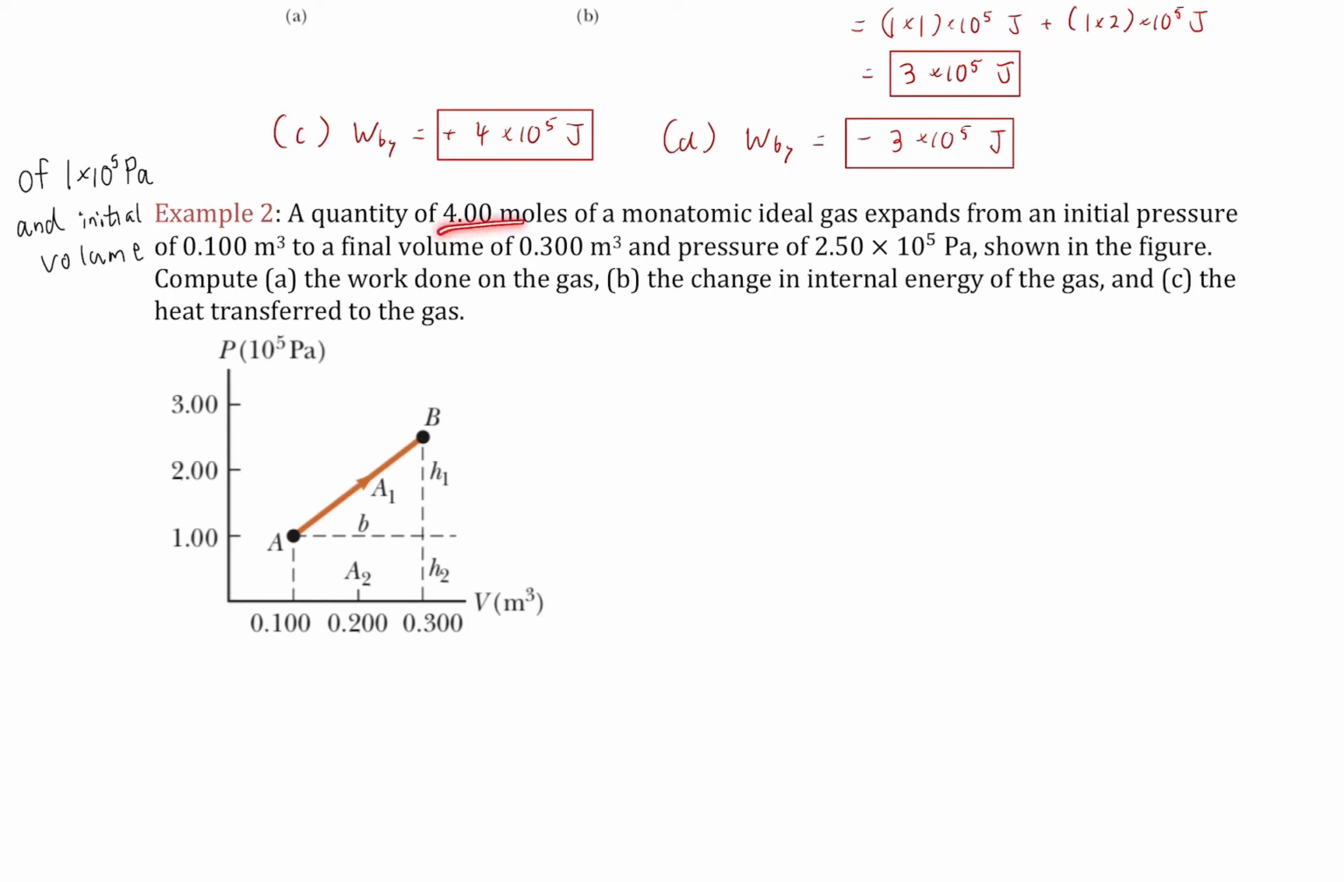So a quantity of 4 moles, so in this case I'm actually specifying the number of moles, of a monatomic ideal gas expands from an initial pressure, and I left it off as a typo, of 100,000 pascals, an initial volume of 1/10 of a cubic meter, to a final volume of 3/10 of a cubic meter, and pressure of 2.5 times 10 to the 5, or 250,000 pascals.